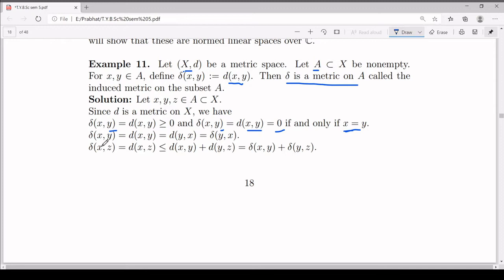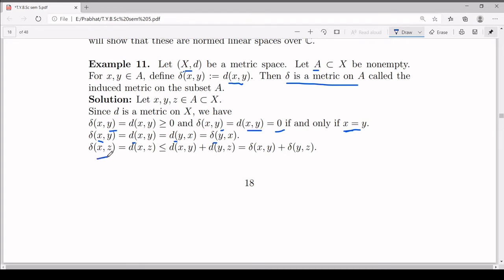Symmetricity. For symmetricity, you take delta(x, y). Delta(x, y) is d(x, y). d is a metric, so it is equal to d(y, x). Now d(y, x) is the same as delta(y, x). Therefore, symmetricity also follows. Now the third, triangle inequality for a metric.